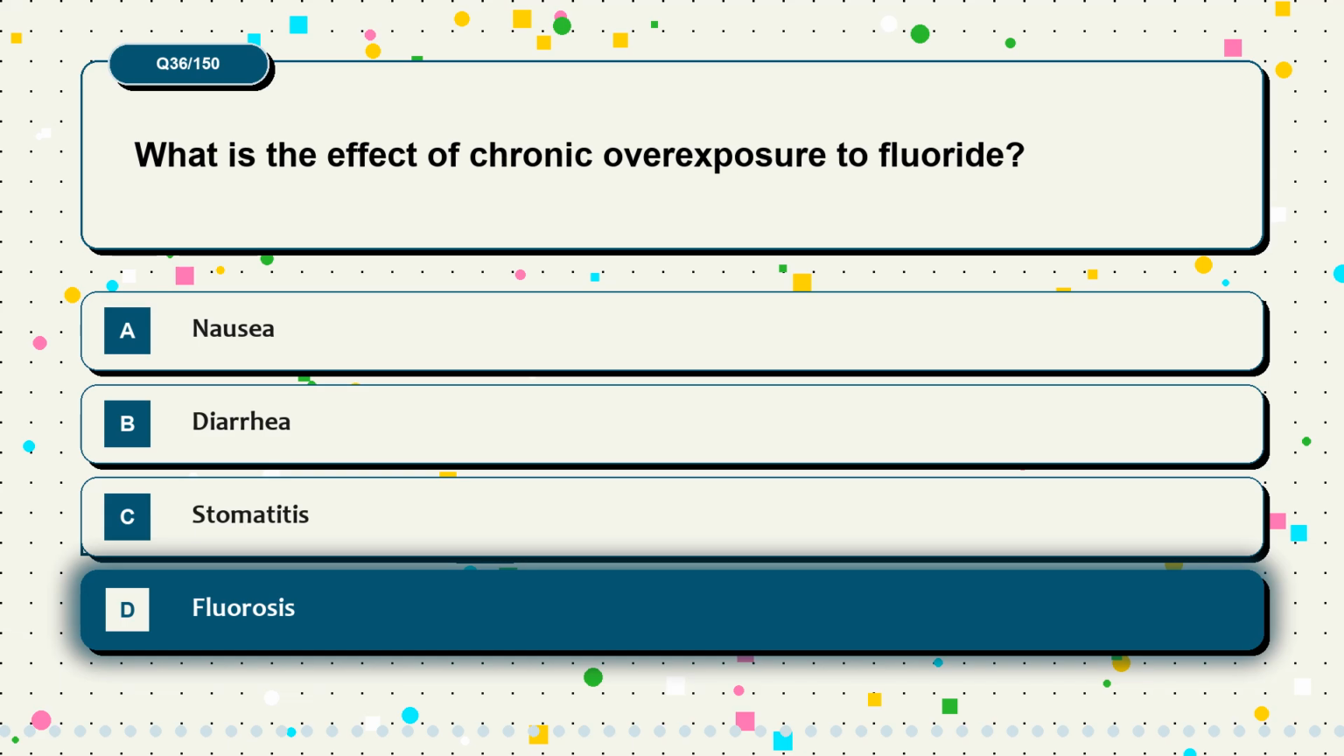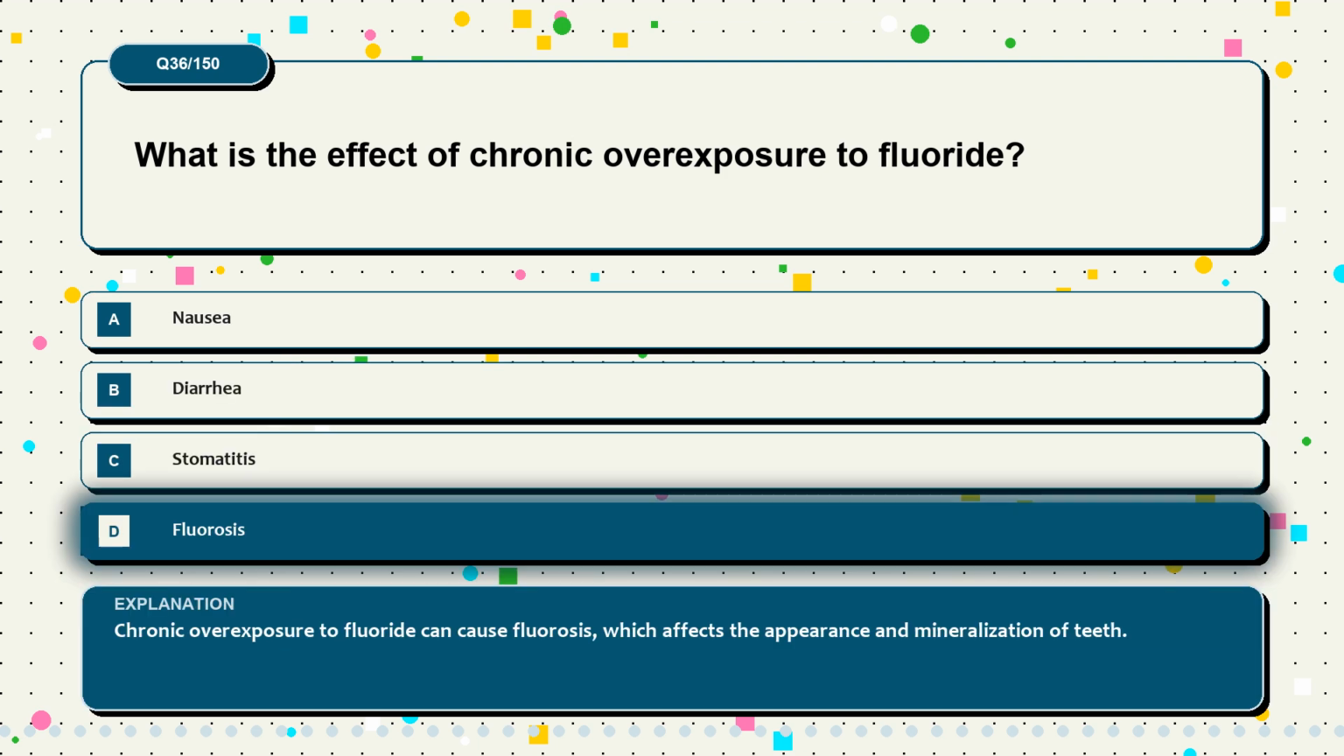The correct answer is option D, fluorosis. Chronic overexposure to fluoride can cause fluorosis, which affects the appearance and mineralization of teeth.